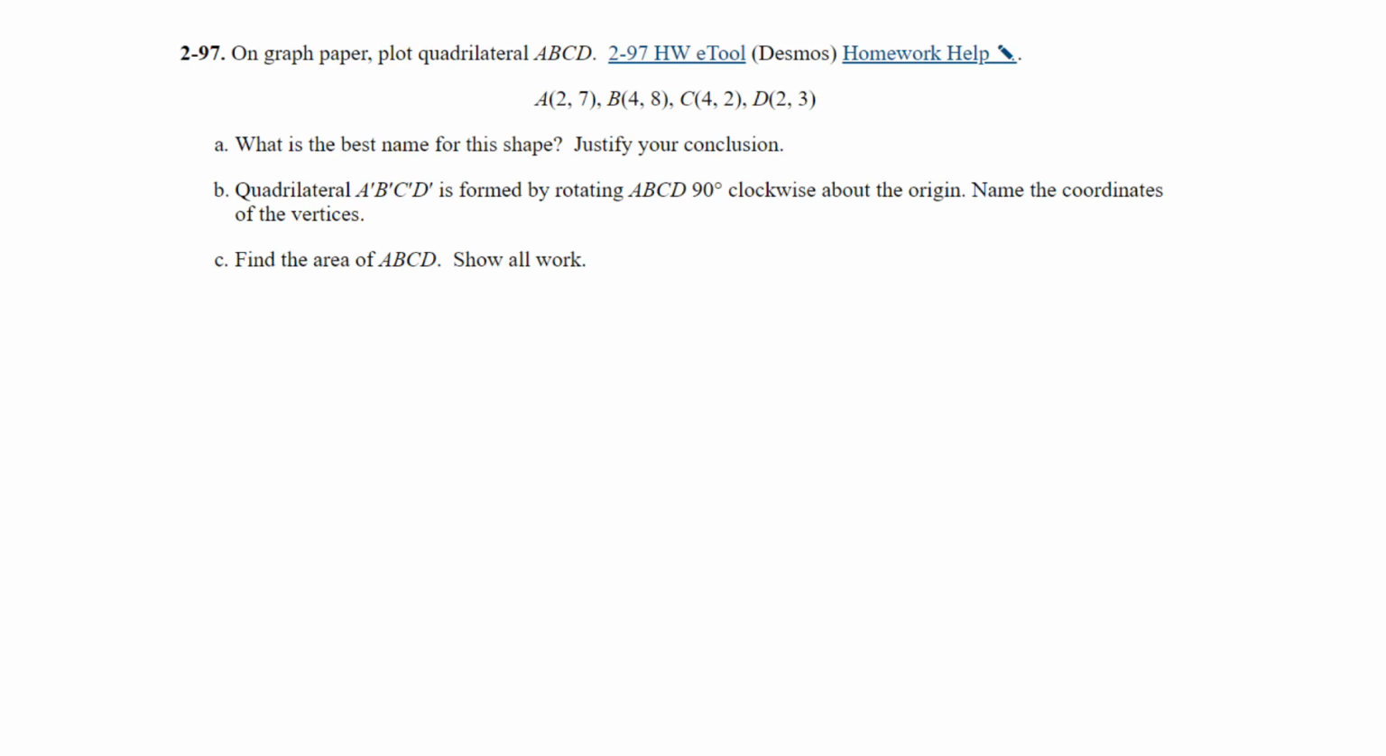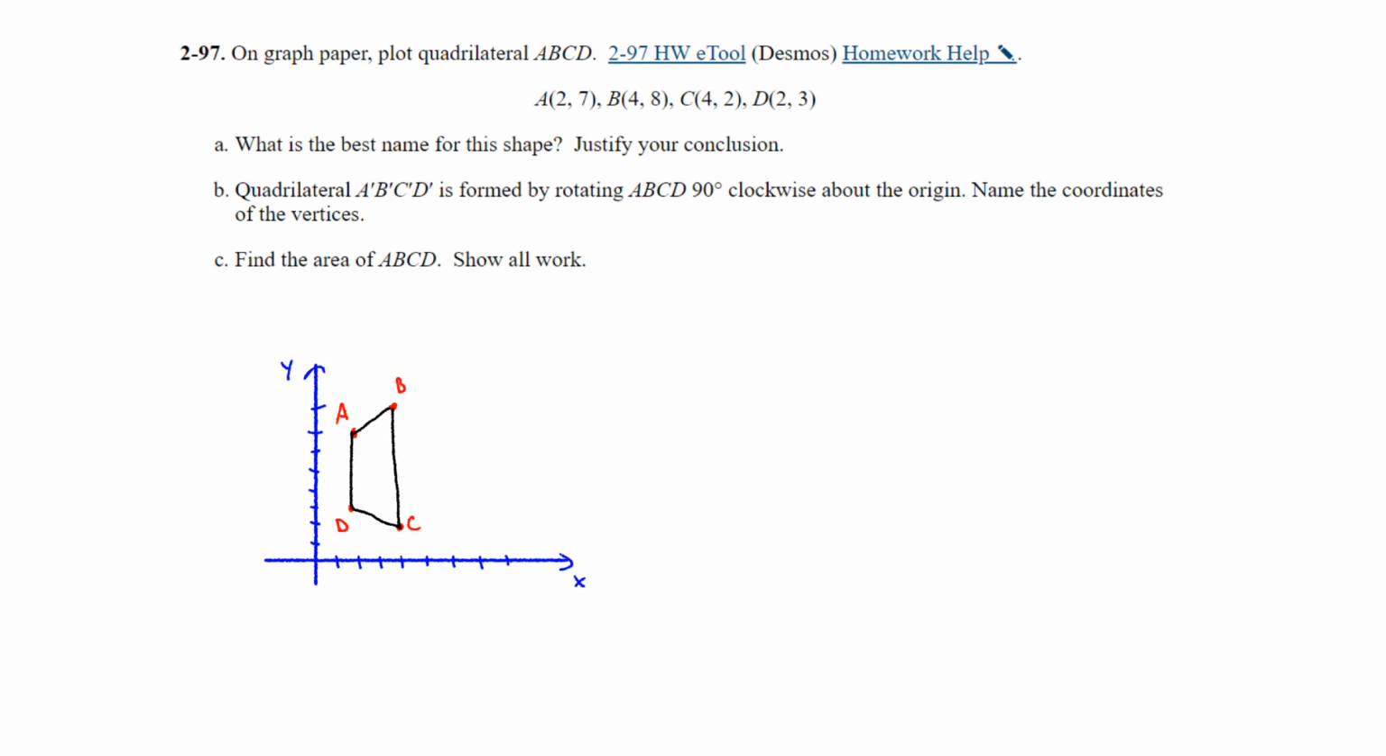Question 97. On graph paper, plot quadrilateral ABCD. Given the 4 points, what is the best name for this shape? And we're going to have to justify our conclusion. And then we'll do a couple other things. So I went ahead and set it up. Once again, without my coordinate plane, it's a little bit harder. But it looks like we're going to have one set of parallel lines. And then these other two are formed together. So it looks like we have a trapezoid.